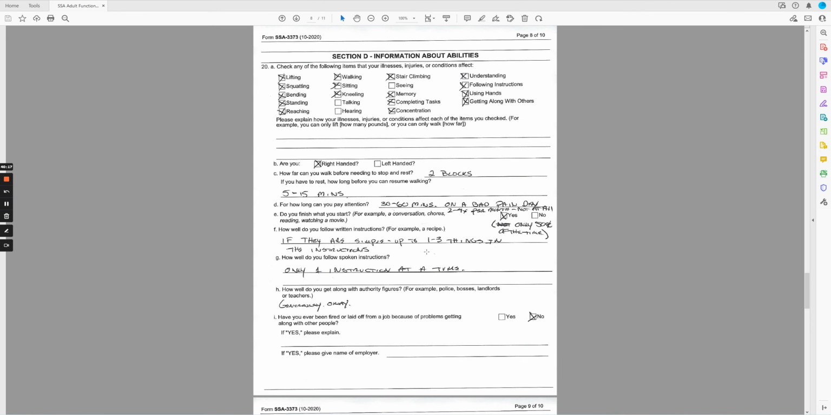Standing. How long can you stand? In minutes. And when Social Security asks about standing, they're not talking about just in one place. They're talking about standing like in a line at a grocery store. So, again, put that in minutes, 5-10 minutes.